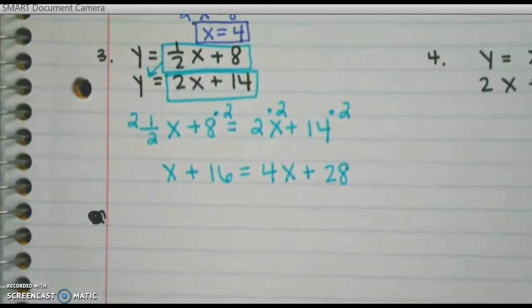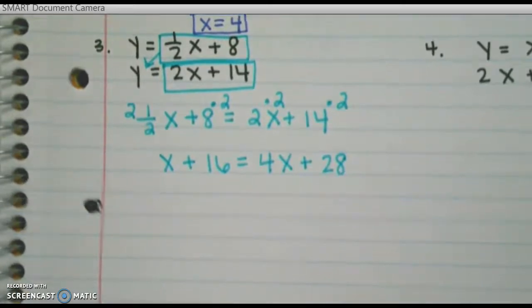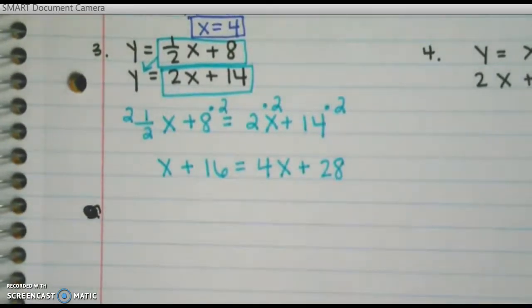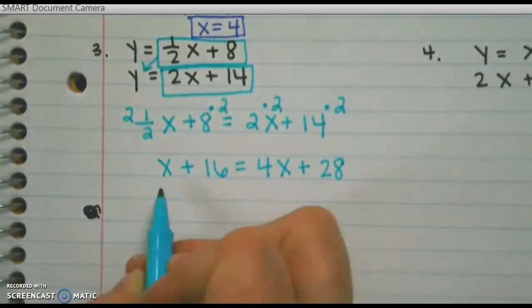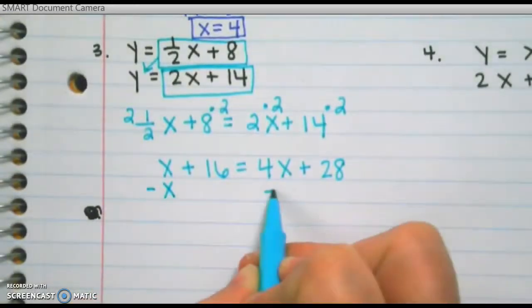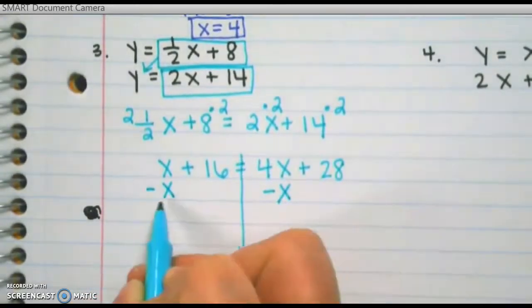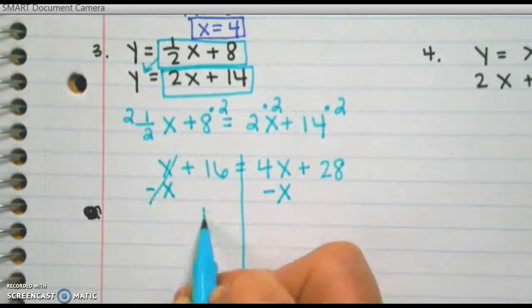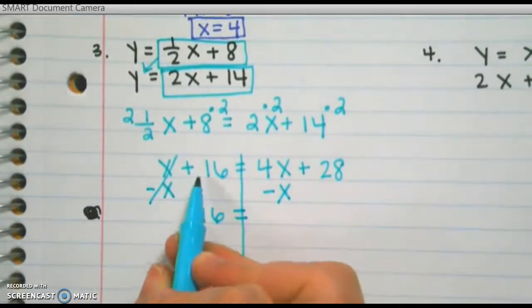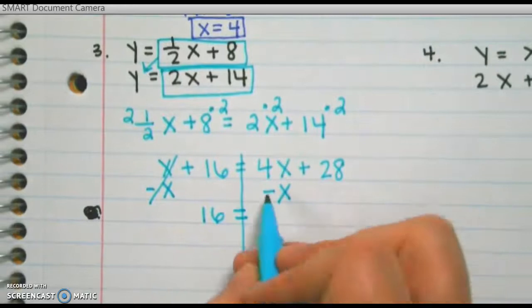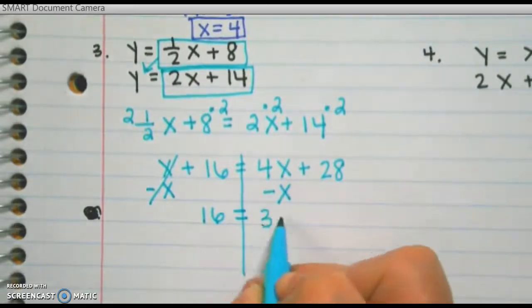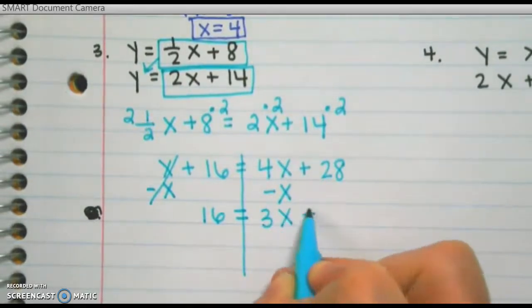Hopefully you remember how to solve an equation with variables on both sides. I need a variable side and a constant side. I'm going to cancel out the x because it's smaller. Drop down my 16. Be mindful of your signs. My 16 is positive. 4 take away, sorry, 4 take away 1 is 3.